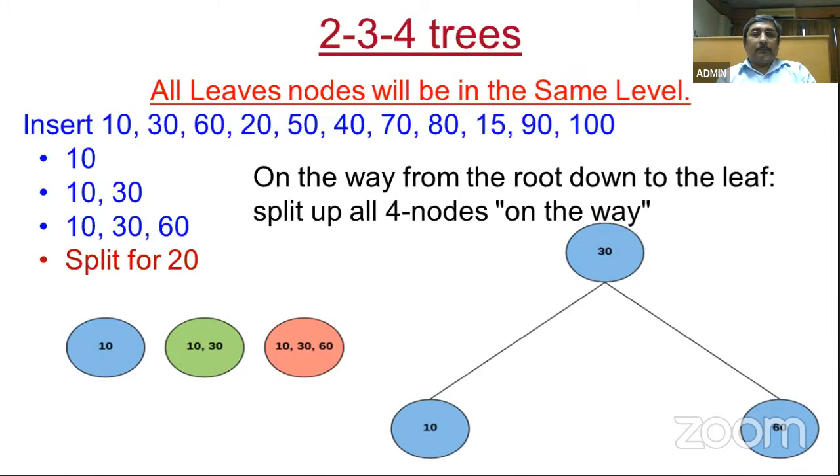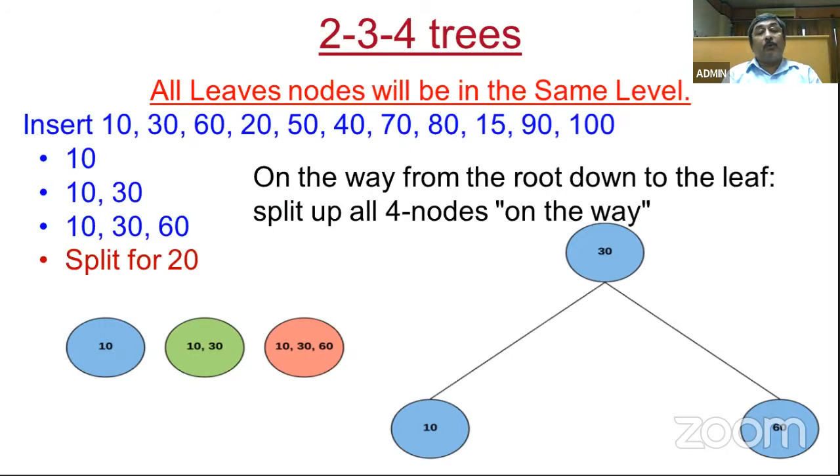Now, the slides that you have given to me, you can try with any example, and you will find out that if you use the insertion and deletion algorithms provided to you, you cannot have leaf nodes at intermediate levels. They will always come at the same level, which is at the very bottom level. For example, I insert 10, only one 2 node will be created, 10. Then 30, a 3 node will be created, 10, 30. Then 60, a 4 node will be created, 10, 30, 60.